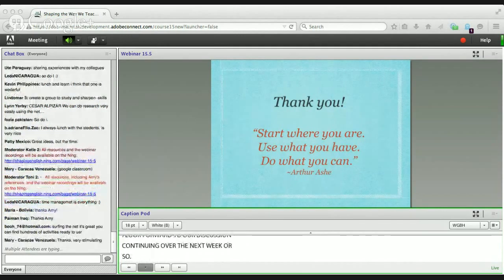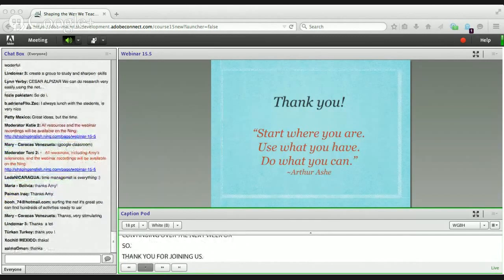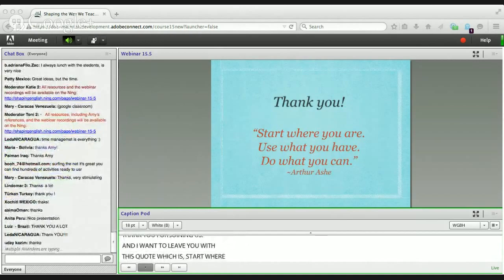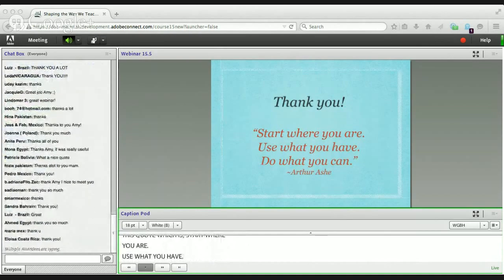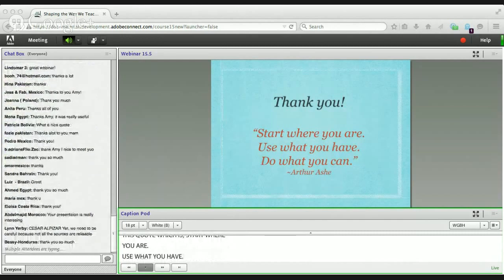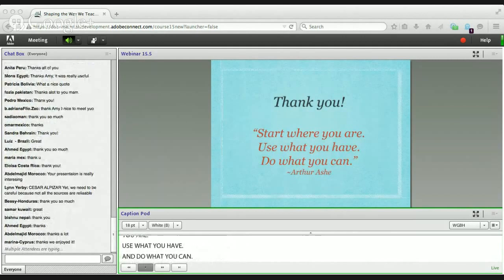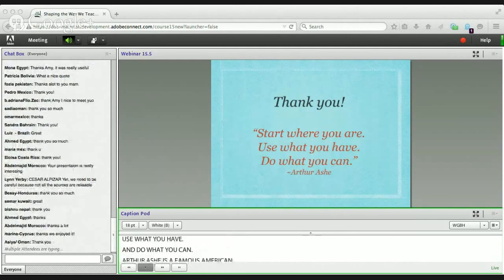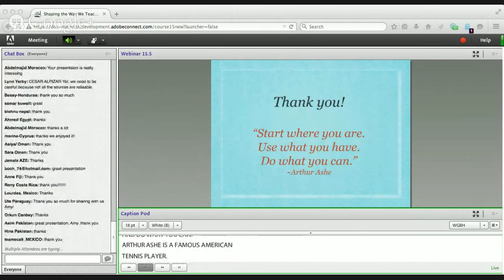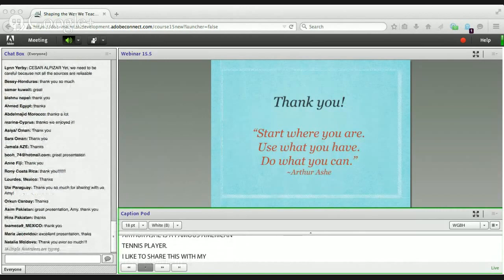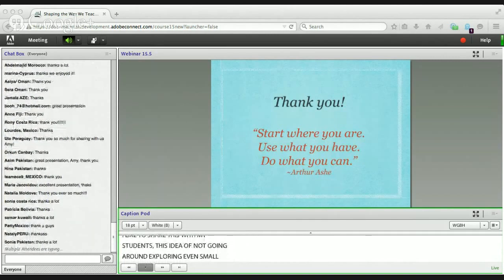I want to leave you with this quote, which is, start where you are, use what you have, and do what you can. Arthur Ashe, a famous American tennis player, said this, and I like to share it with my students also, because, again, this is the idea of not getting overwhelmed, but exploring. Even making small changes is going to have a huge impact. So start where you are, use what you have, and do what you can.